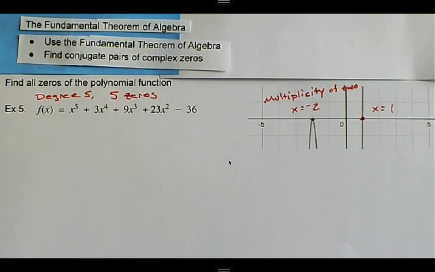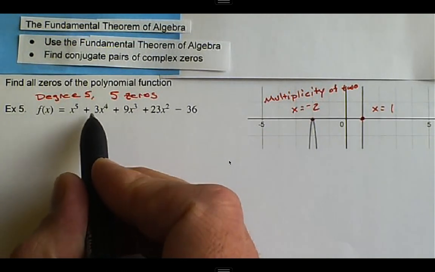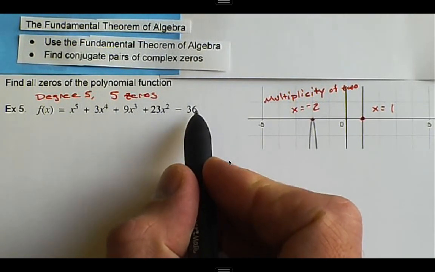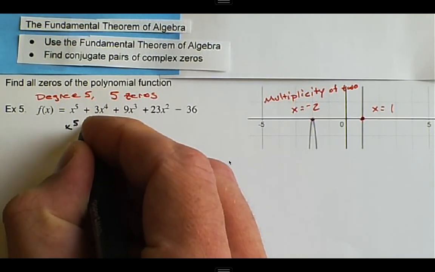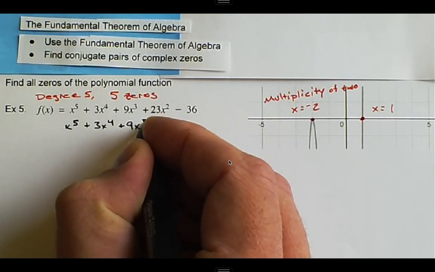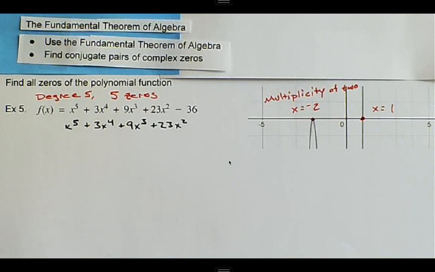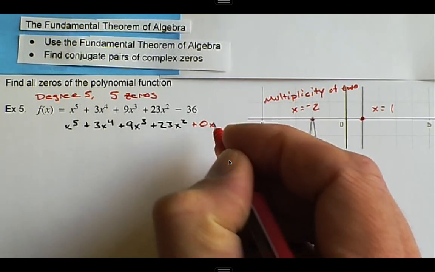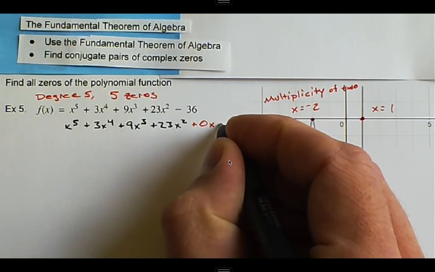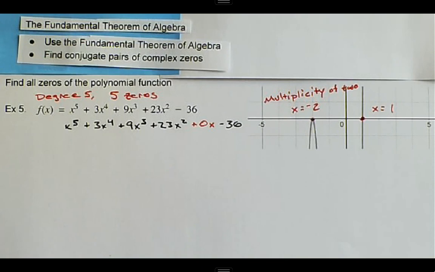And so right from the beginning, I can check my degree first. So 5, 4, 3, 2, and we're missing 1. So I'm going to rewrite this: x to the 5th plus 3x to the 4th plus 9x cubed plus 23x squared plus 0x minus 36. I had to add that 0 coefficient in there in order to do our synthetic substitution correctly.